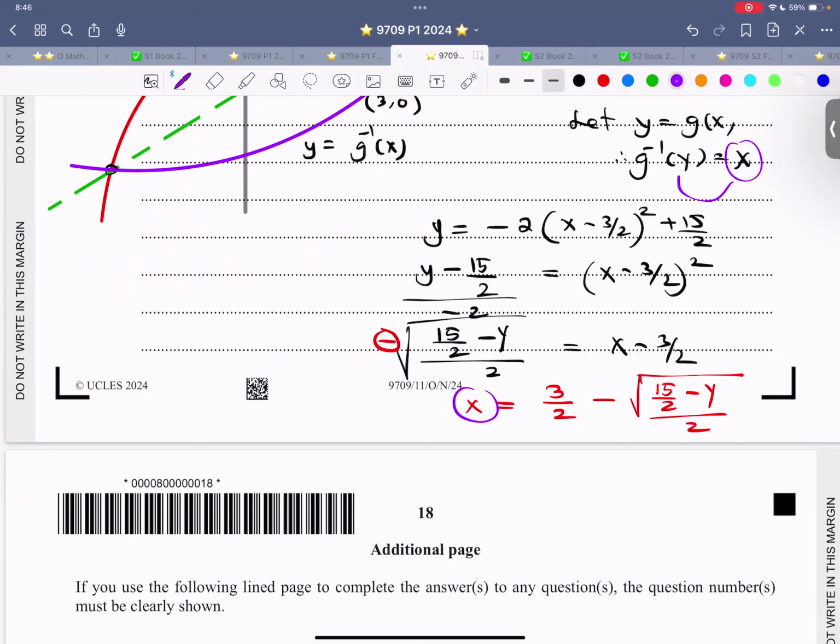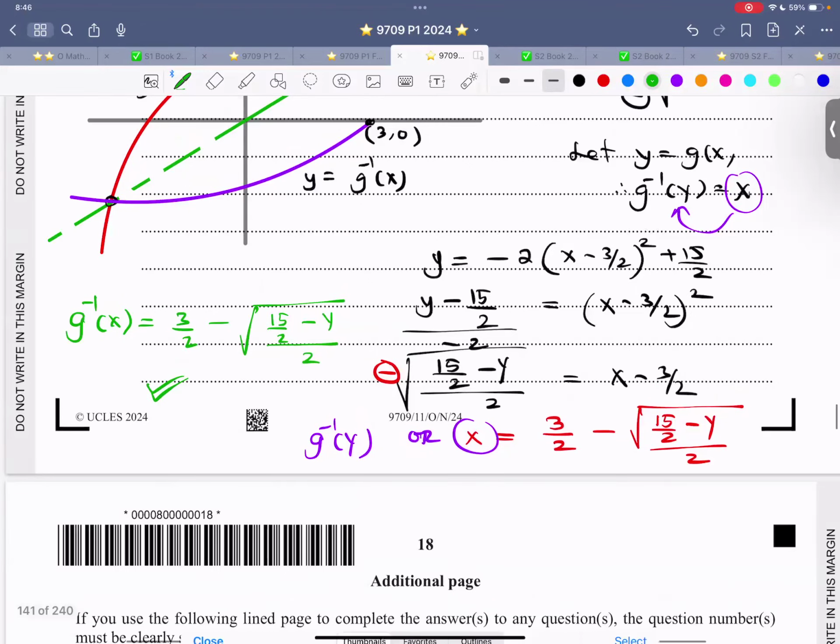What is x equal to? x equals g inverse y. So in other words, g inverse x equals 3/2 minus the square root of (15/2 minus x) divided by 2, and that is the expression that is required. So now this is all good, all clear.